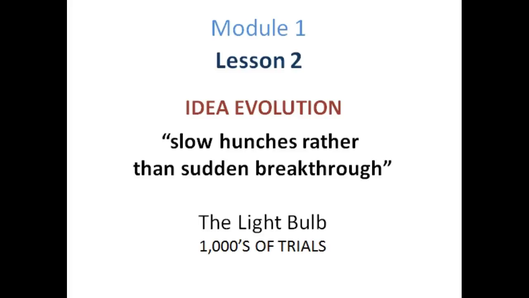Lesson number 2, idea evolution. Benjamin Franklin was one of the original creators of the term slow hunches rather than sudden breakthrough. Most of the time, ideas marinate in our subconscious mind, not through a sudden breakthrough. And the perfect example of this is the light bulb. Thomas Edison created thousands of trials before the incandescent light was ever created. I keep that in my mind all the time when I'm thinking about something and it just won't happen, and it won't happen, and it won't happen.